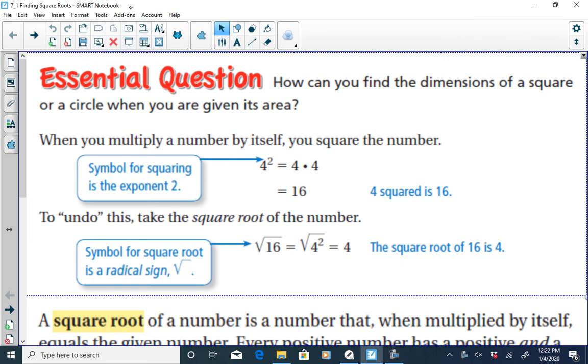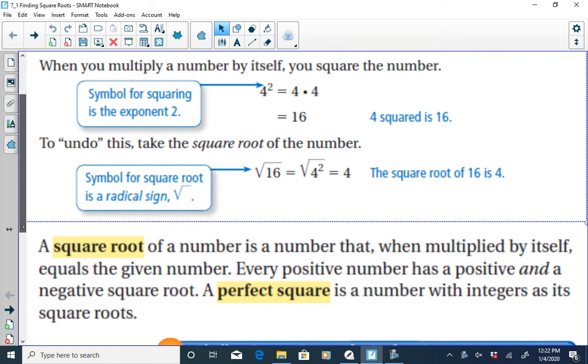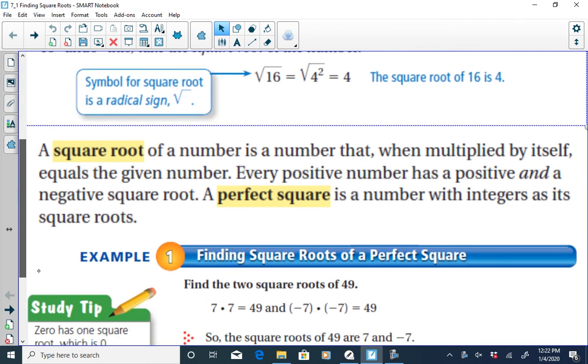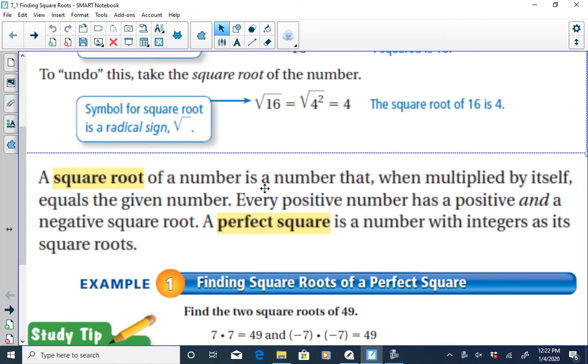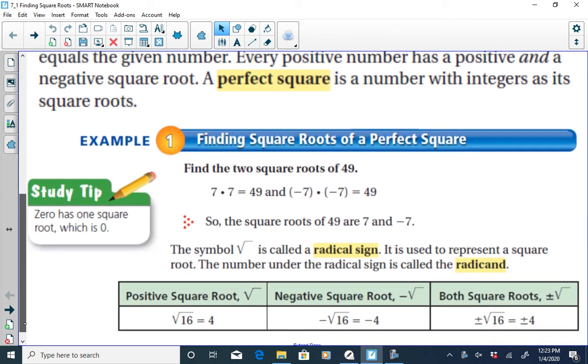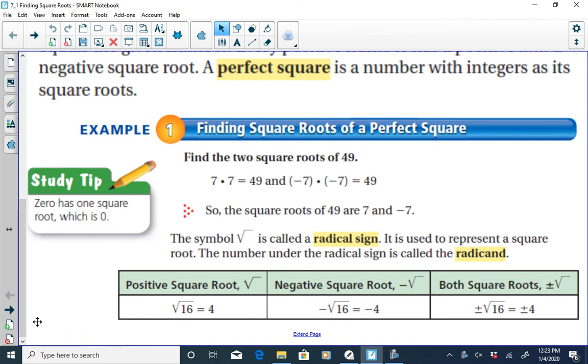Our lesson today is to be able to find square roots of numbers and to be able to use square roots to solve problems. Our first definition here: a square root of a number is a number that when multiplied by itself equals the given number. Each positive number has a positive and a negative square root. A perfect square is a number with integers as its square roots. For us, in class, for the most part, we'll be using the principal square root, which is the positive square root of numbers. All right?